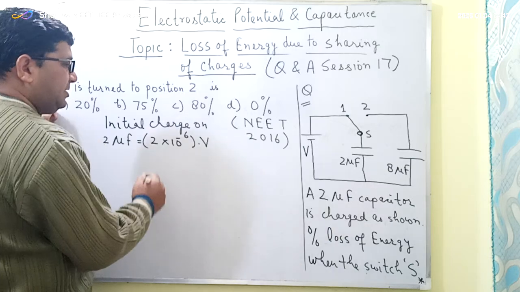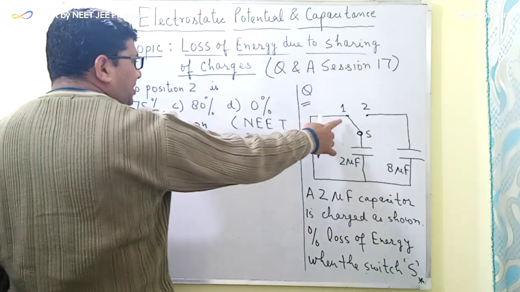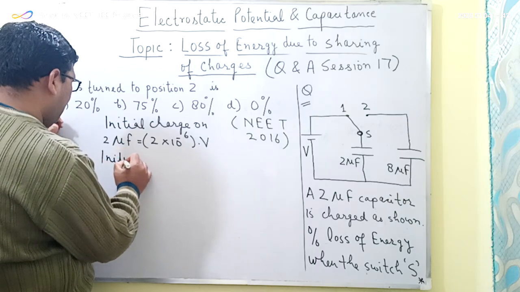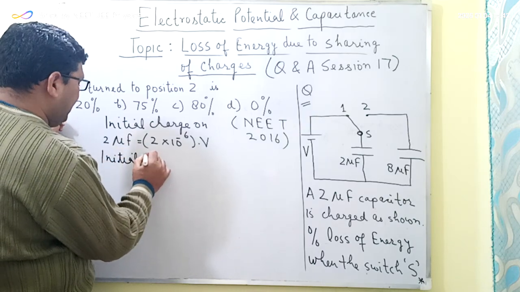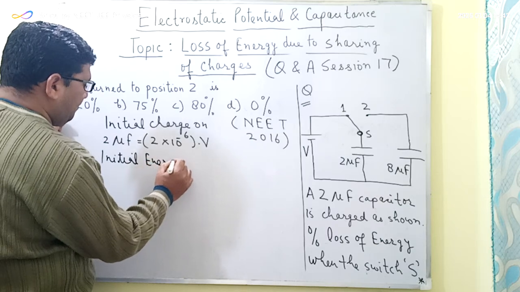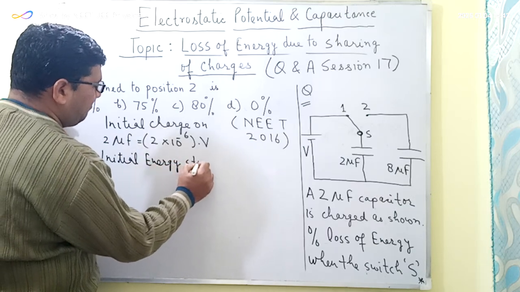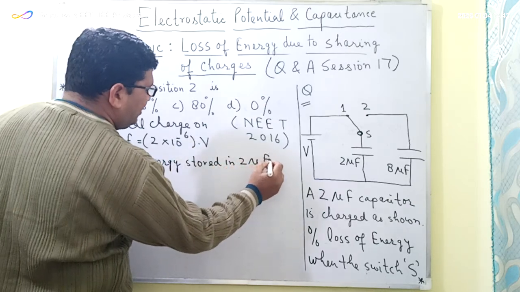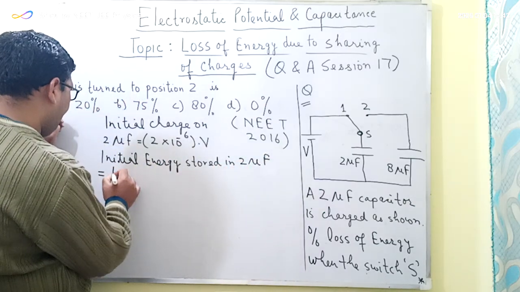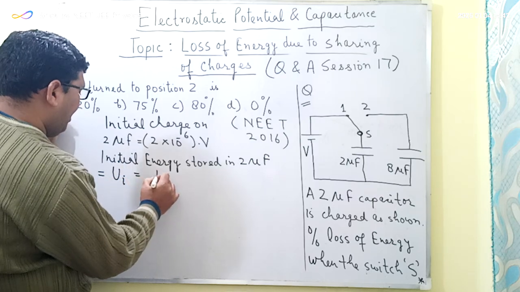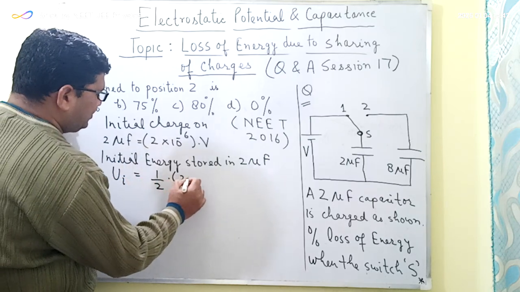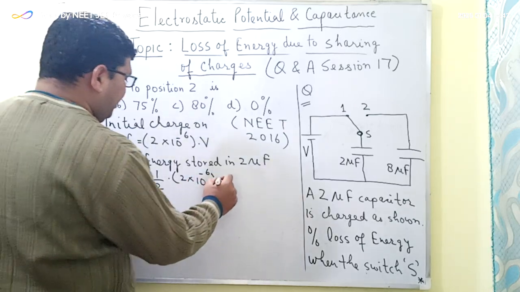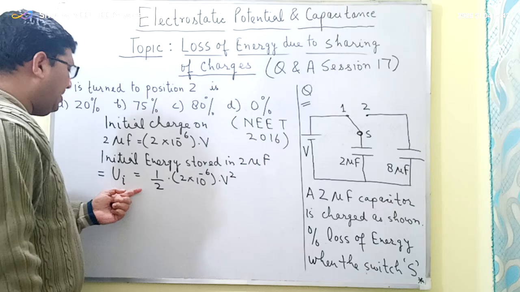The initial energy stored in the 2 microfarad capacitor in the position 1, say it is equal to Ui. This will be equal to half CV squared. C is equal to 2 into 10 to the power minus 6 farad, and into V squared. So this is the value of Ui.